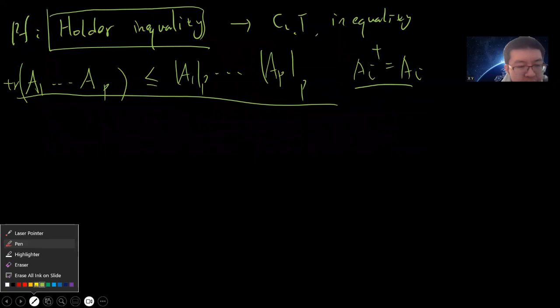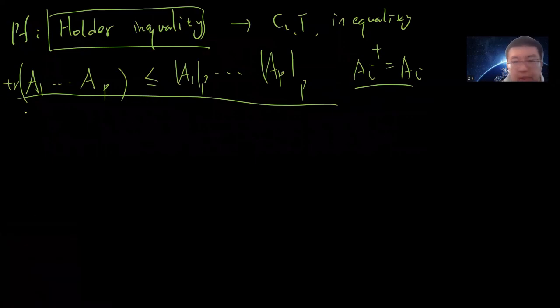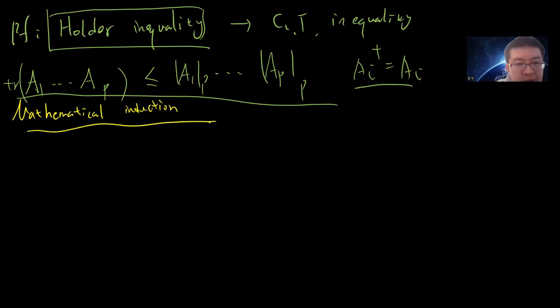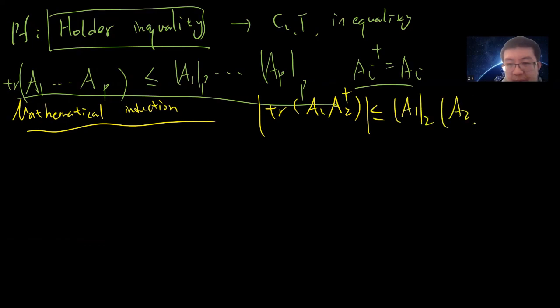The proof idea is just mathematical induction. This induction is quite cumbersome, so I will try to do it slowly and step by step, or you can pause the video if you don't understand. Previously we have the trace of A1, A2, which is bounded by this. This is trivial, it's just Cauchy-Schwarz. And since we assume Hermitian, it's A2, so it's fine, we have proved that.